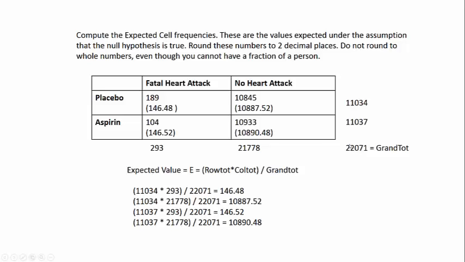Now, the next thing you want to do then is compute these expected frequencies under the assumption that the null hypothesis is true. So you go to the formula sheet and you see the formula here for the expected values, row total times column total divided by grand total. So to get the 146.48, I multiplied 11,034 times 293 divided by 22,071. So that's row total times column total divided by grand total. So here you can see the computations right here. I'm going to pull up my calculator and show you those specifically.